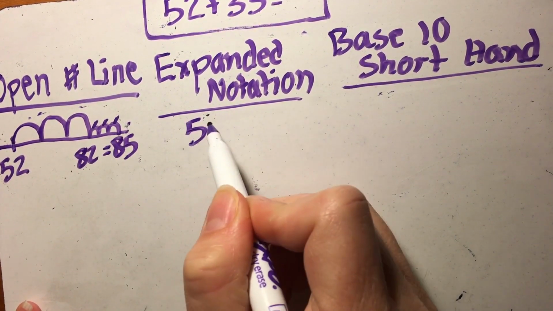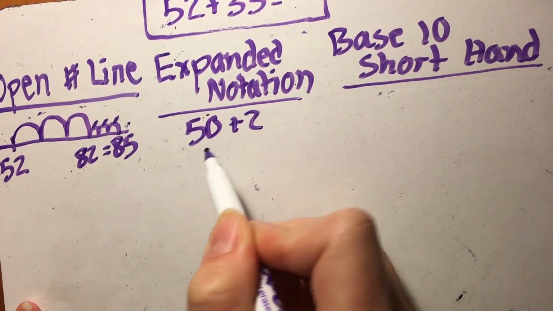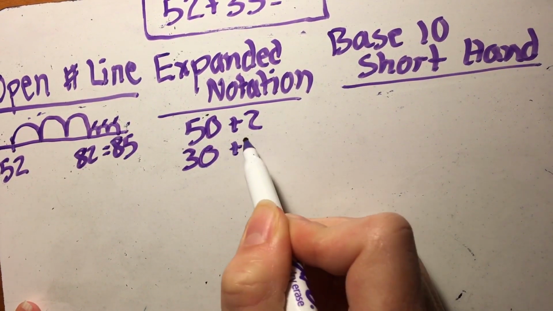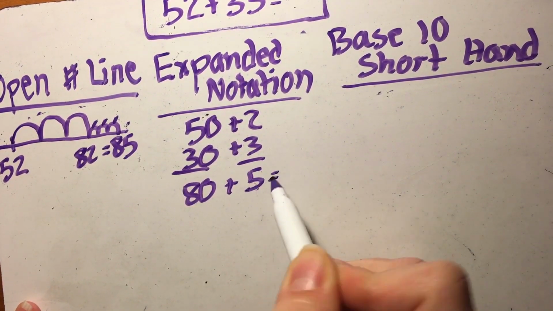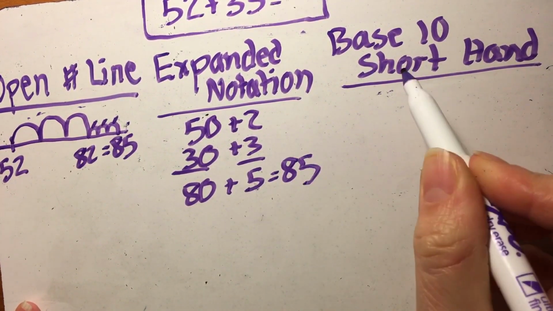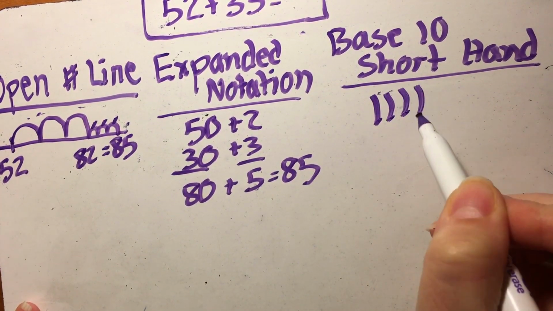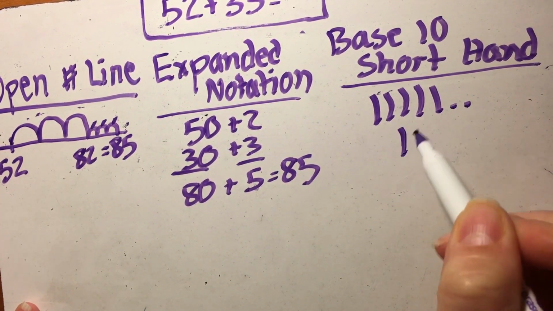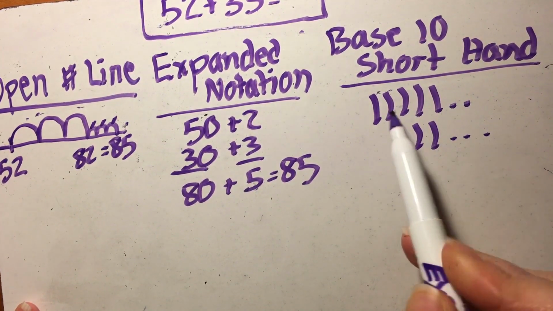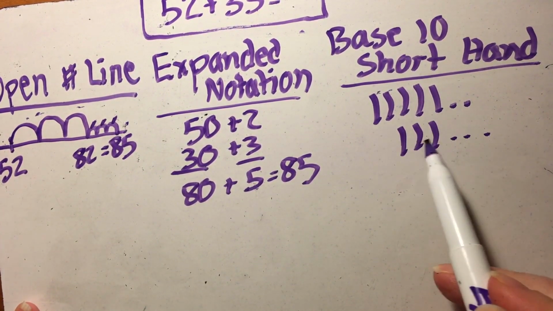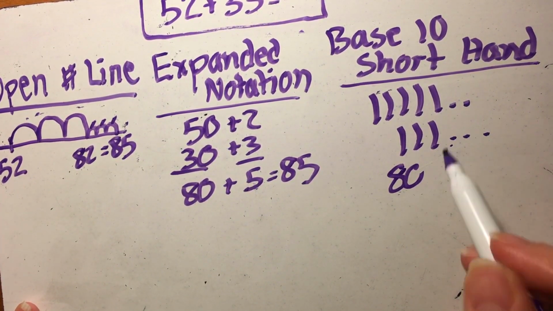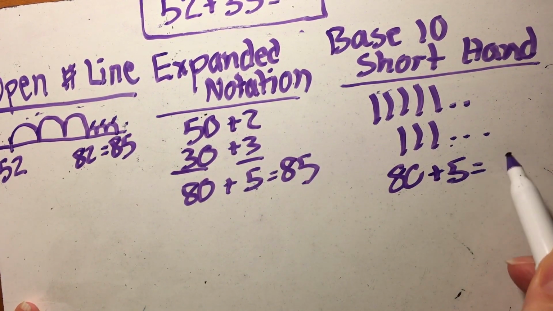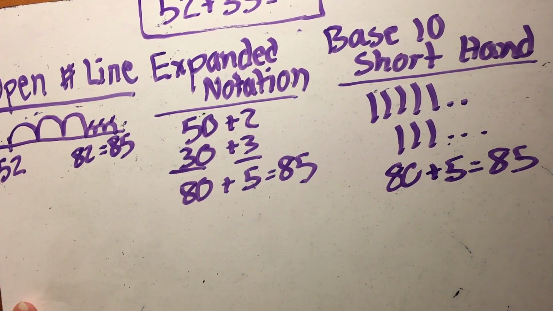In expanded notation, it will look like 50 plus 2 is 52, and 30 plus 3 is 33. 50 plus 30 is 80, 2 plus 3 is 5, so my answer therefore is 85. In base 10 shorthand, 10, 20, 30, 40, 50, 1, 2, and 10, 20, 30, 1, 2, 3, and when I add them all up, that's going to be 80 plus 5 is 85. I think I counted up the tens and then the ones and put it into a number model for you there. And sorry that screen got cut off a bit.